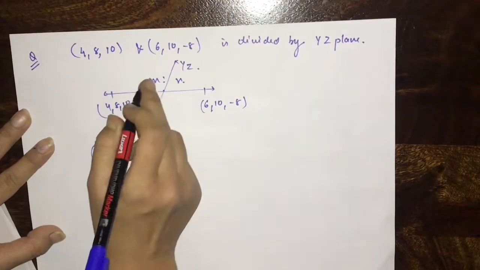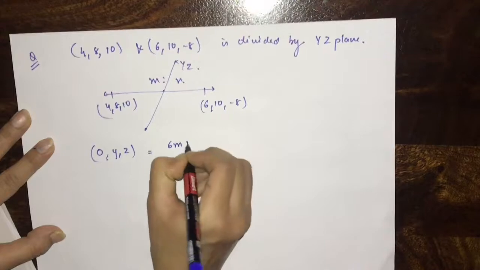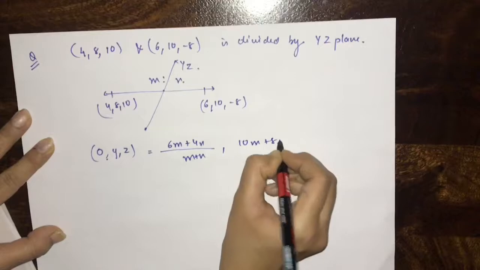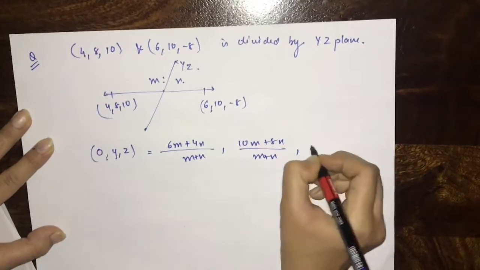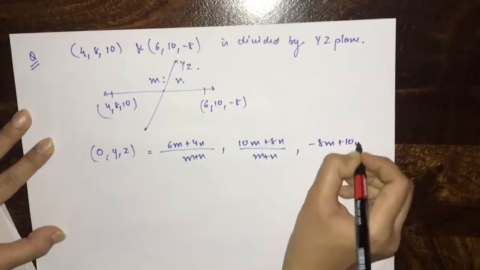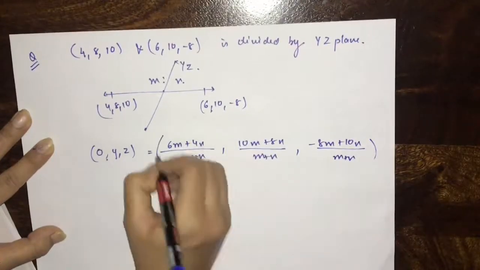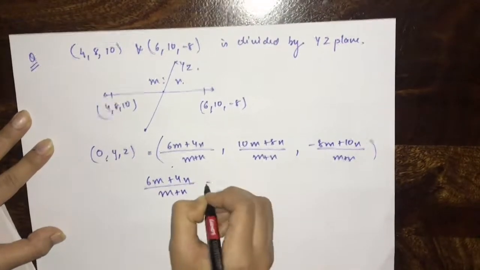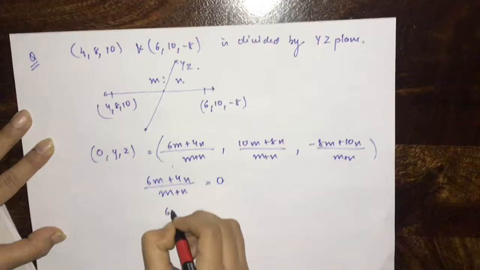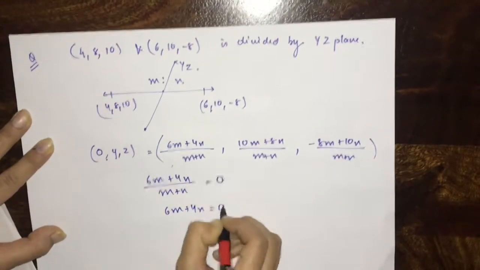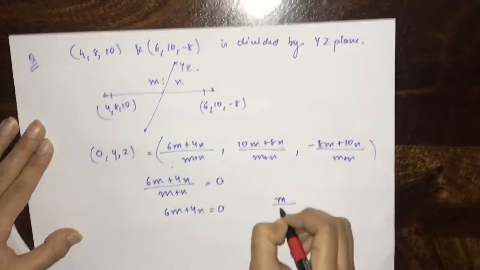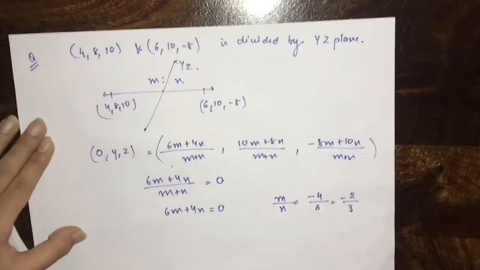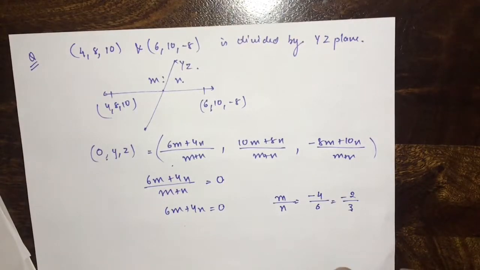You'll use the formula of (6m plus 4n) upon (m plus n), (10m plus 8n) upon (m plus n), and (minus 8m plus 10n) upon (m plus n). Now since your x coordinate is 0, (6m plus 4n) upon (m plus n) is 0. That is 6m plus 4n is 0. If you write it in the ratio form, m upon n is nothing but minus 4 upon 6, which is minus 2 upon 3. So this is the ratio.